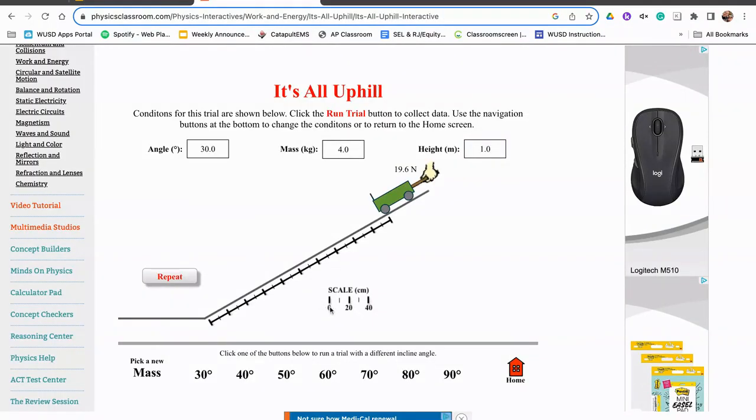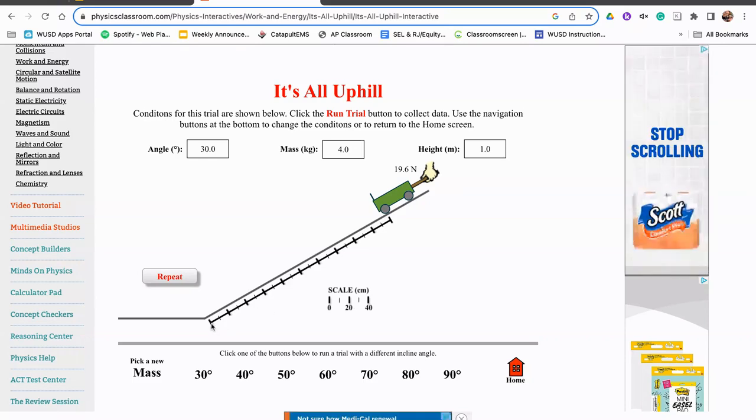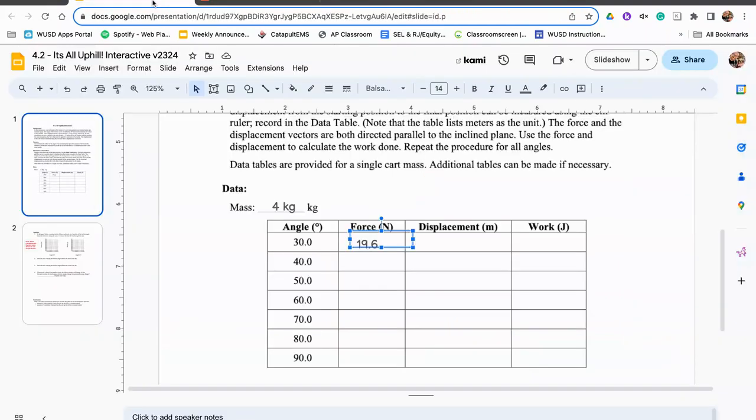So you'll see that they give a scale right here. Each of these black tickers, the dark ones, is 20 centimeters. So starting from 0, which was where the back wheel was, we got 0, 20, 40, 60, 80, 100. So that's 1 meter, 20, 40, 60, 80, 200. So we have 200 centimeters, which is the same as 2 meters. So 2 meters would be our displacement.